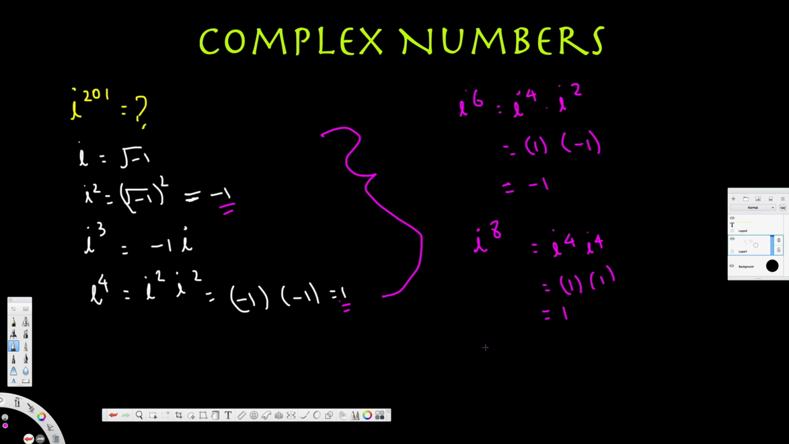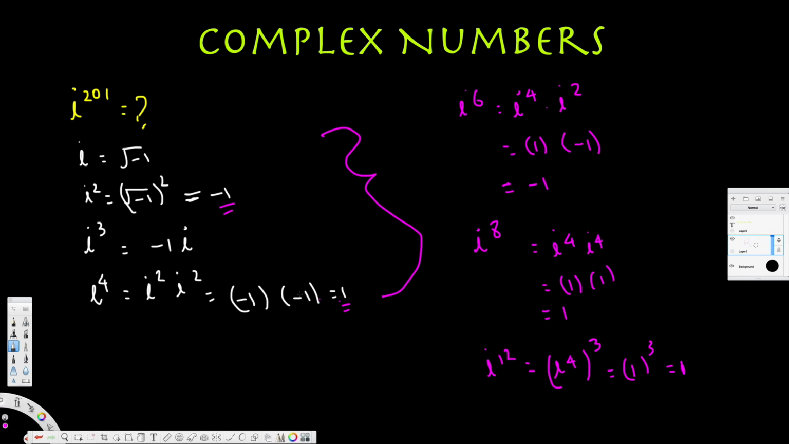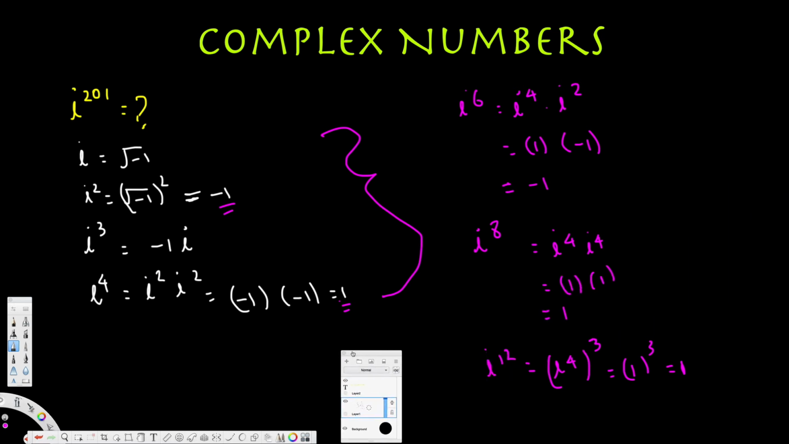Right? And let's say we have i power 12. How can we make it into i power 4 terms? i power 12 is basically i power 4, raised to the power 3, because i power 4 power 3 is i power 12. So i power 4 is 1, and 1 cubed is 1. So you can see I always try to simplify in terms of 4, because we know that i power 4 is positive 1. If we get to that place, we can make it easy.